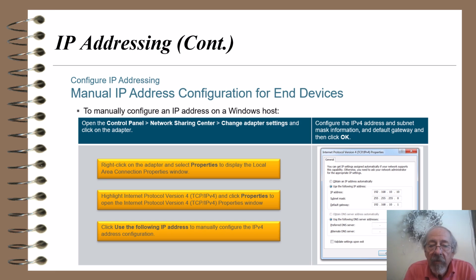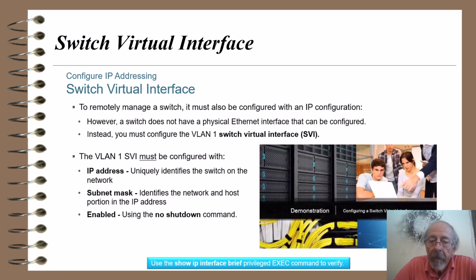Manual IP address configuration for end devices. Here we can manually configure an IP address on a Windows host. If it's got Windows 10 or 11, you open the Control Panel, Network and Sharing Center, Change adapter settings, and click on the adapter. Again, this slide tells you a little bit how you go about doing that, and hopefully in lab we will have a chance to play with that.